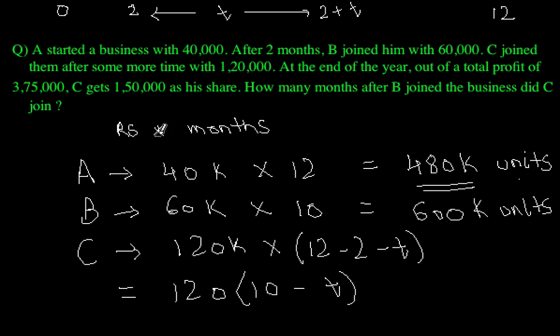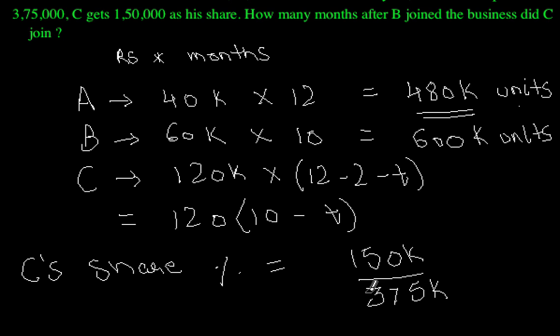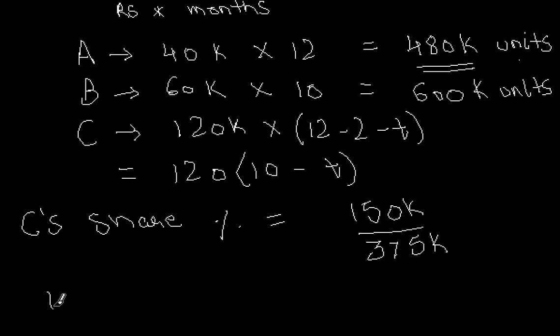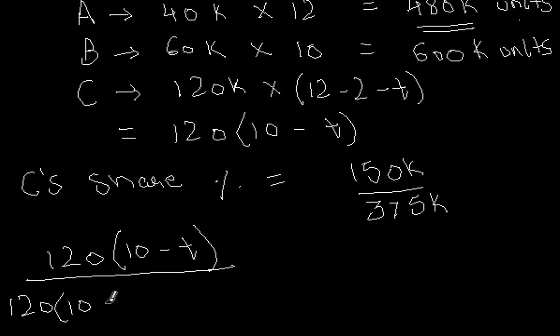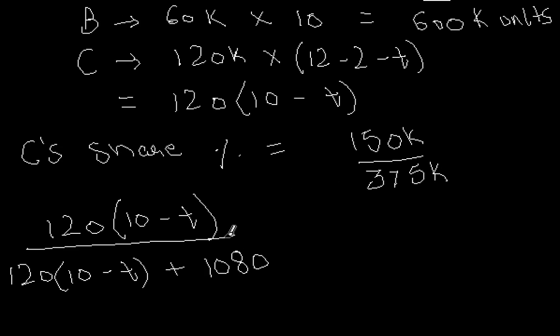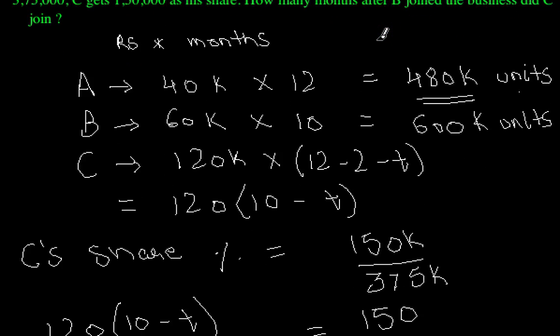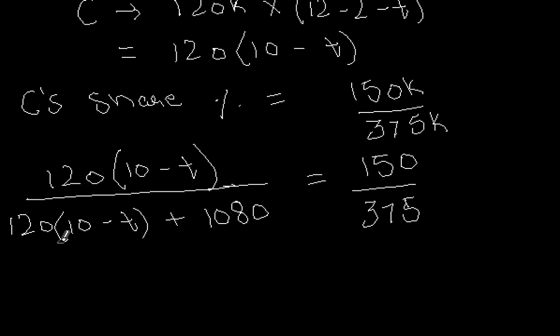Now we have been given that C's share is 150,000 out of 375,000. So C's percentage share is 150K upon 375K. And from the calculations, we know that C's percentage share is 120 into 10 minus T upon the total, 120 into 10 minus T plus the amounts for A and B. So 600 plus 480 is 1080. And this should be equal to 150 upon 375, because the ratio in which the total profit is distributed to the three investors is equal to the ratio of their investments and the time period for which they have invested. So this equation holds true.